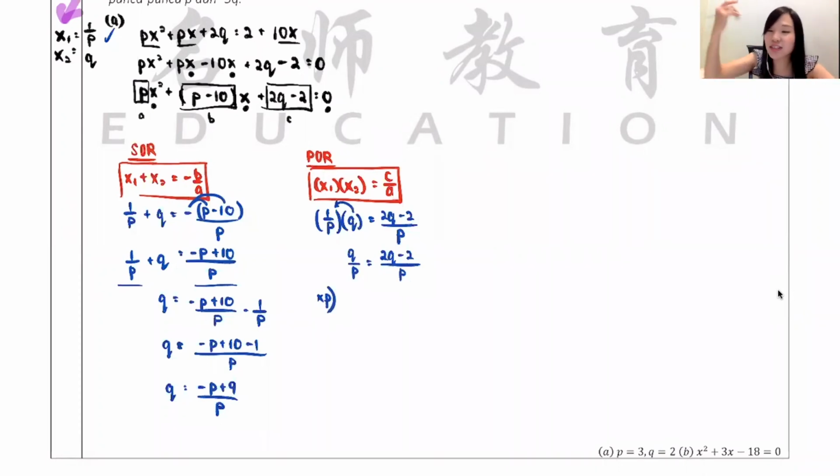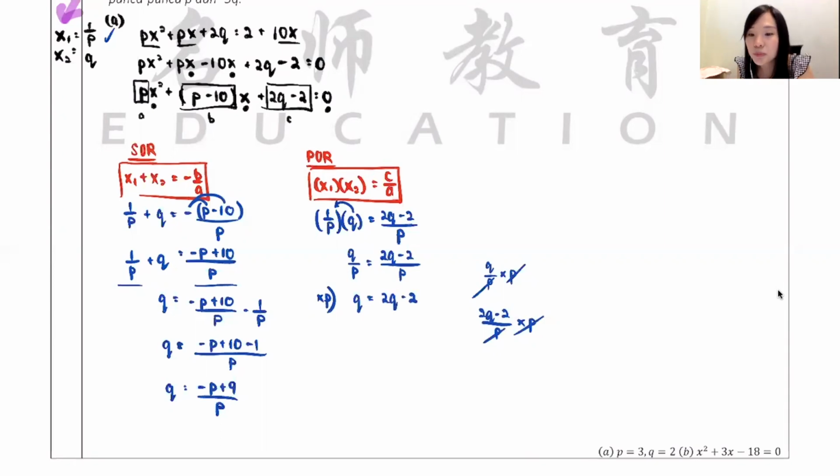Just now when we did completing the square, we got everything there by 3, right? Now you can times everything by P also, just to make the P disappear. So you see, Q over P times P. The P and the P cancel, left Q. Whoa, no more fraction. So 2q minus 2 over p, if you times p, the p and p cancel, it gets left 2q minus 2. Can also, Aaron, but I like my method. I like to always times.